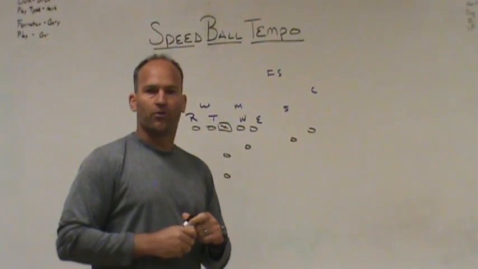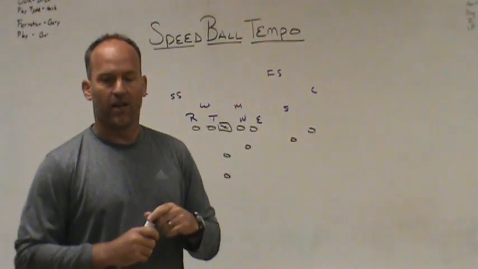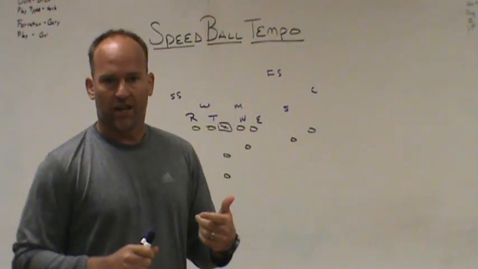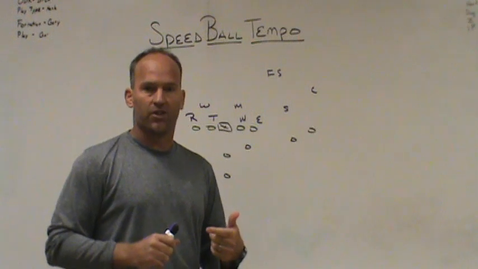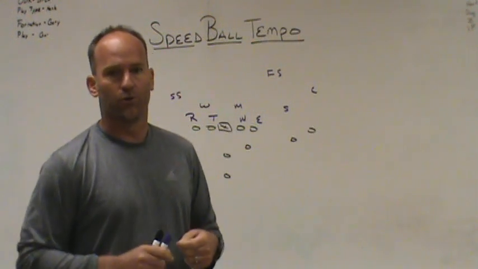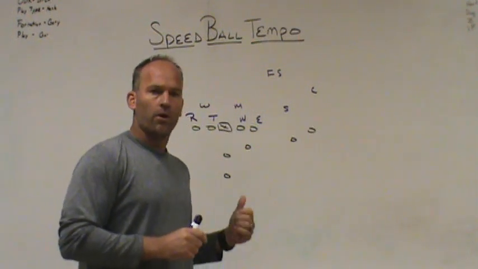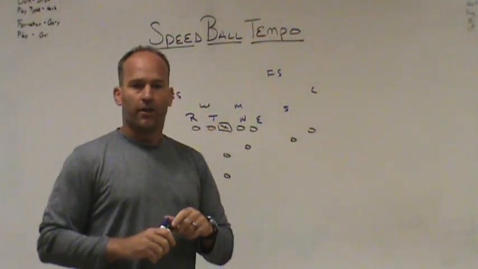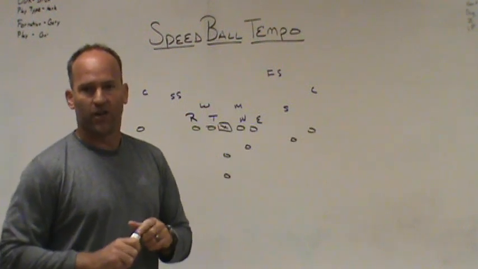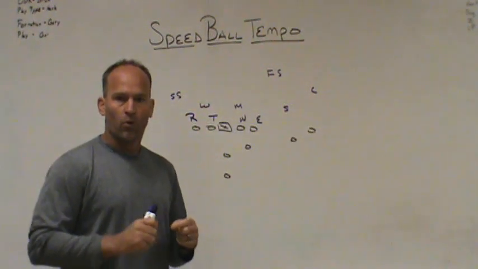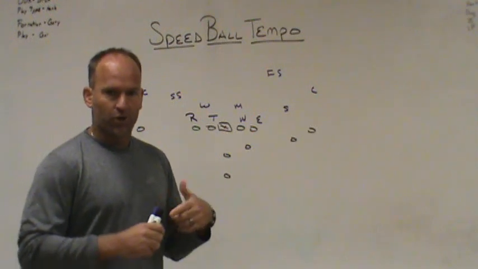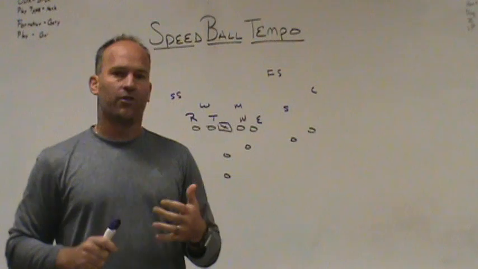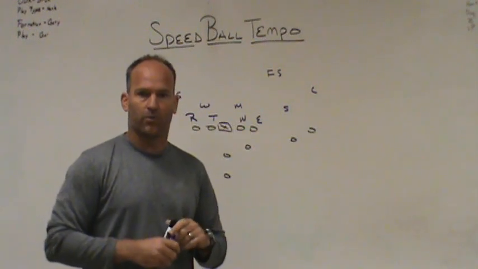But a tempo team is not only no-huddle, they're going to try to snap the ball every 15 to 17 seconds or every 12 to 15 seconds, depending on the type of tempo you're using. What we're going to talk about today is a speedball tempo, okay? A speedball tempo is probably the fastest you can possibly play with your offense. Whether you use the term fastball or speedball, it's meant so that your kids understand this is the fastest we can possibly play.